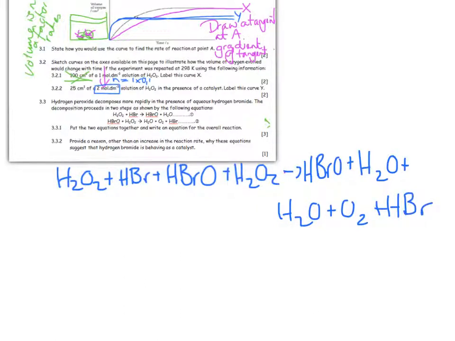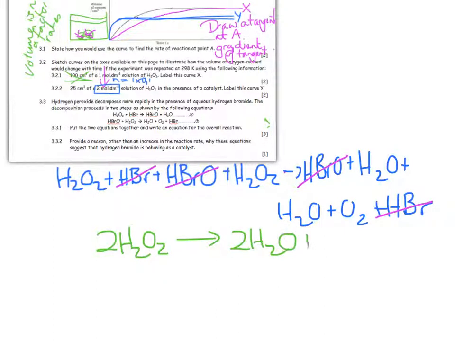Then just like maths, I can cancel HBr on the left, HBr on the right. Just like maths, I can cancel HBrO and HBrO. That's the only things I can cancel. Just like maths, I can add. I've got 2 H2O2s on the left. I've got 2 H2Os on the right, and I have got an oxygen on the right. That is the overall reaction.